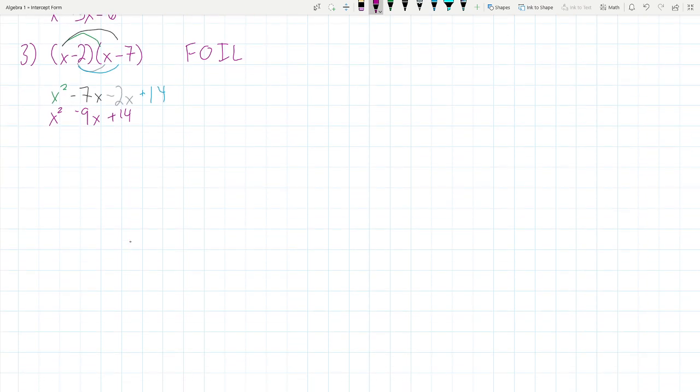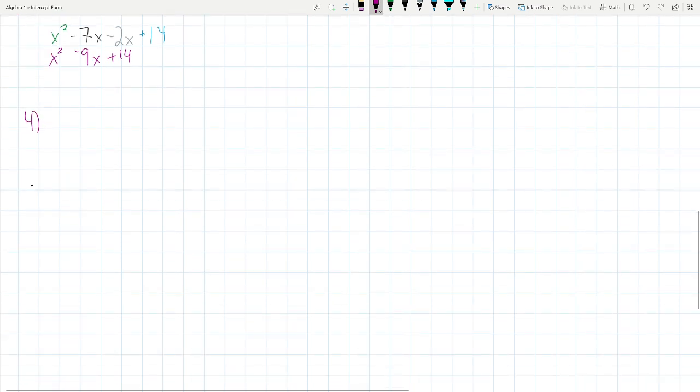Alright, the next one that we're going to do, exercises 4 through 6, we're going to use the table, also known as the box method, to find the product. Alright, and reality is, whatever one works for you, we just do that. So my equation is y plus 4 and y, oops, not x, y plus 2.